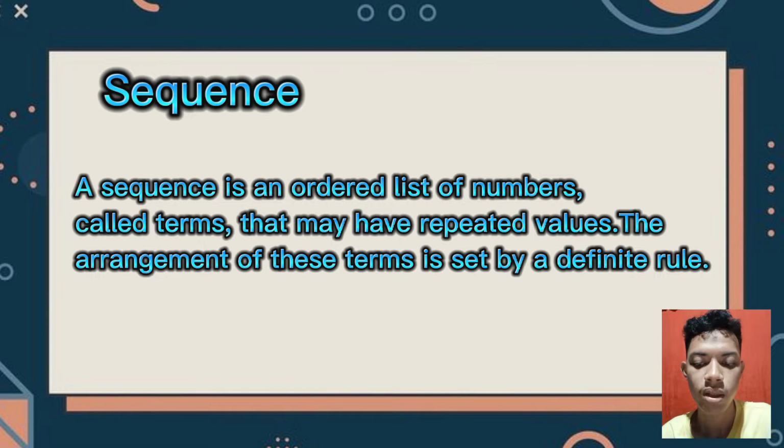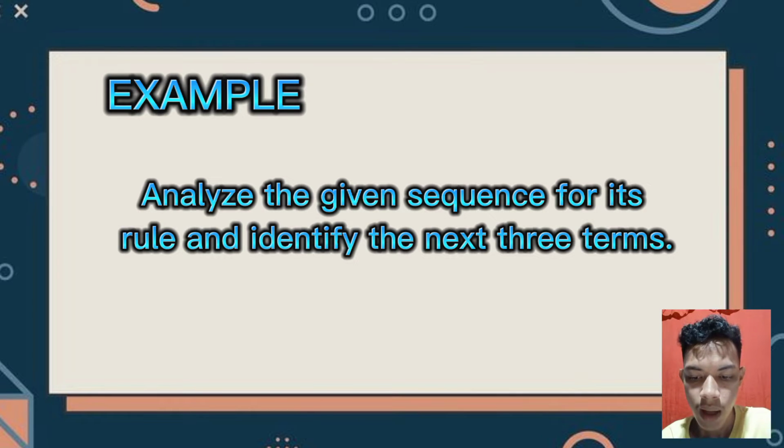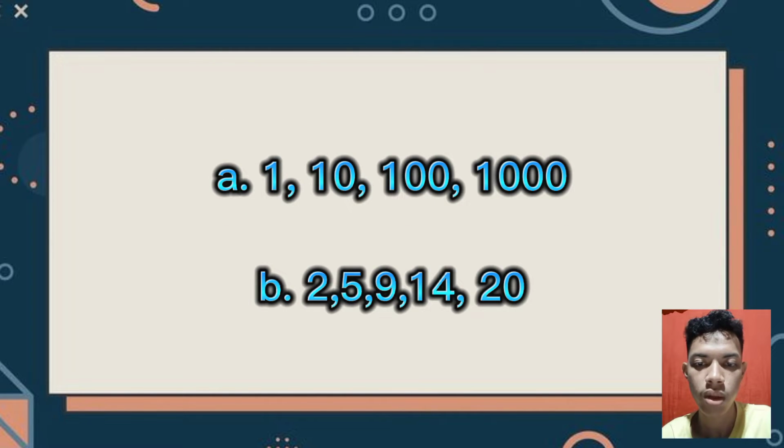Sequence. A sequence is an ordered list of numbers called terms that may have repeated values. The arrangement of these terms is set by a definite rule. Example: analyze the given sequence for its rule and identify the next three terms. A is 1, 10, 100, and 1000. Letter B is 2, 5, 9, 14, and 20.